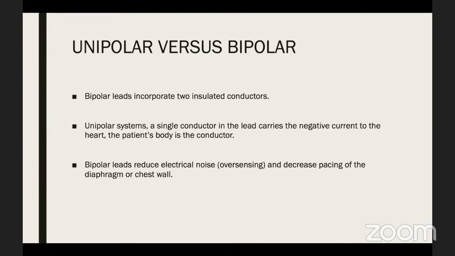In unipolar versus bipolar, bipolar leads incorporate two isolated conductors. In a unipolar system, a single conductor in the lead carries the negative current to the heart. The patient's body is the conductor. And bipolar leads reduce electrical noise oversensing and decrease the pacing of the diaphragm or chest wall.